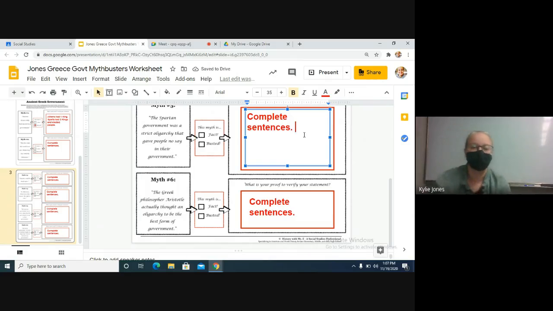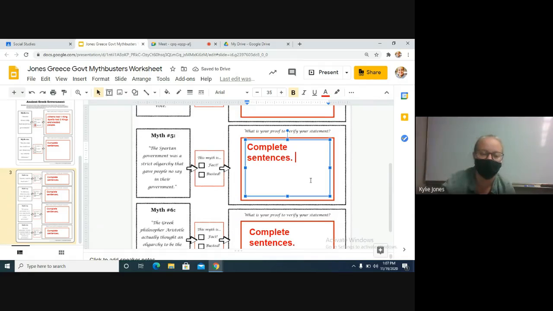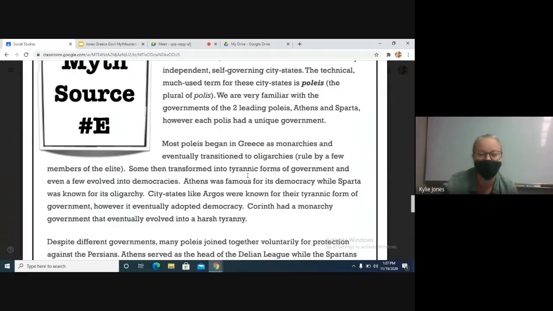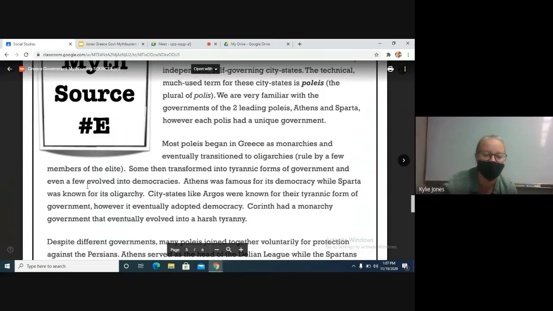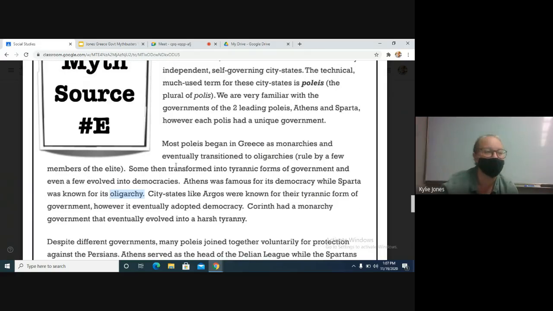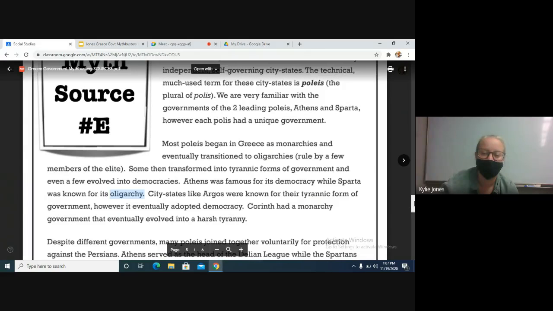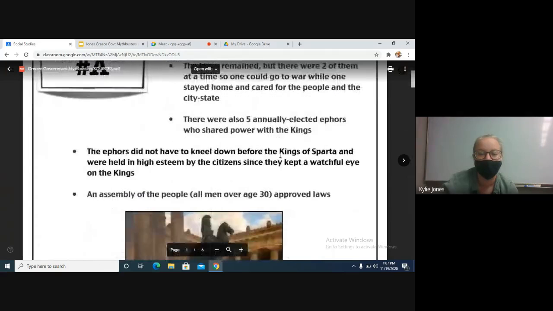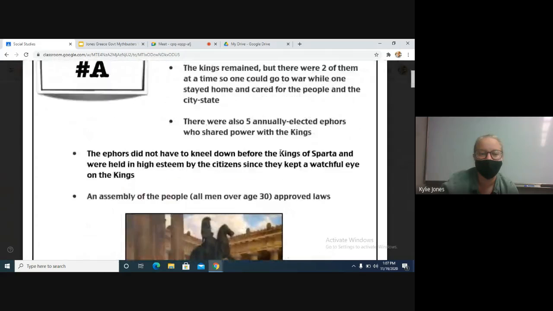So, for myth number 5, it says the Spartan government was a strict oligarchy that gave people no say in their government. So, it does say right here that Athens was famous for its democracy while Sparta was known for its oligarchy. So, we do know that it was an oligarchy. But then up in number 1 up here, what would it be though?